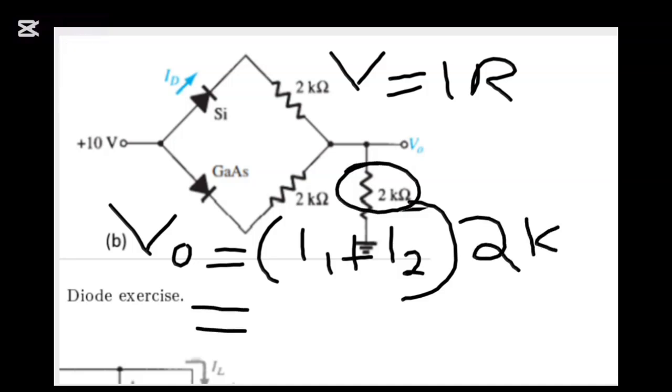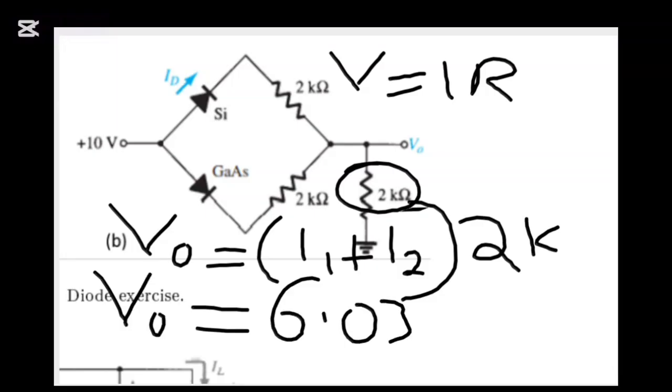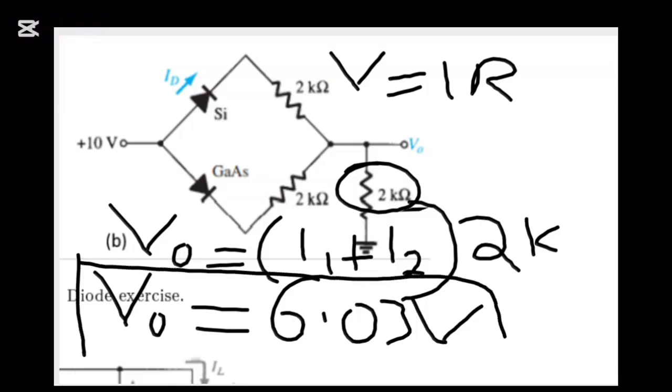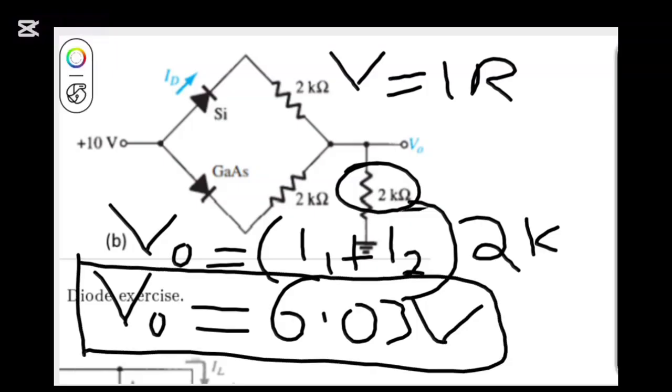So as you can see, I1 which is 1.633 milliamps and I2 which is 1.383 milliamps multiplied by 2 kilo. You're going to multiply the milliamps and also the kilo. So at the end, V naught is equal to 6.03403. I'll leave it at 3. So this is my V out. So this is the end of this question.